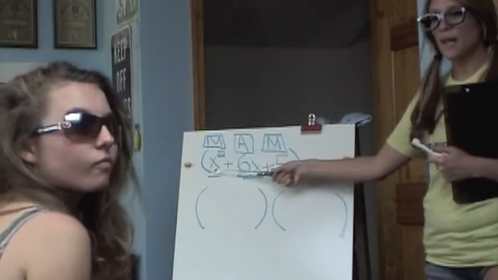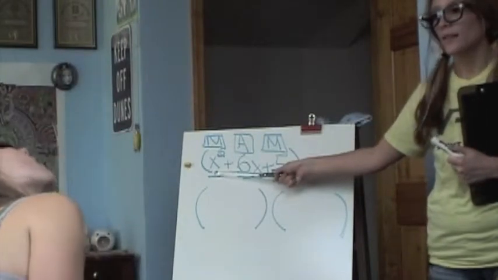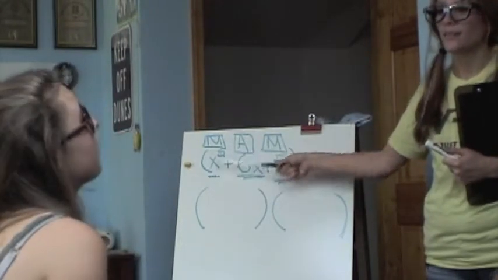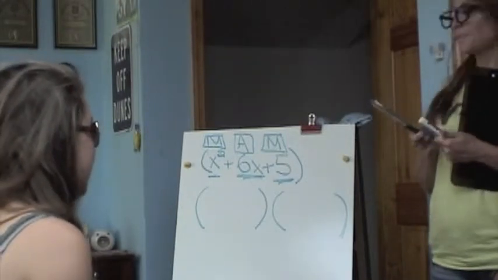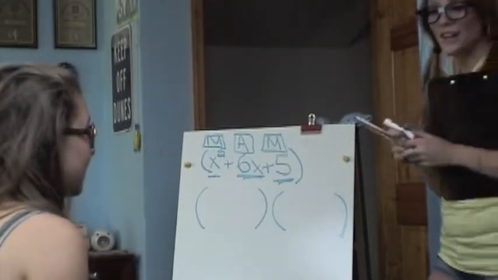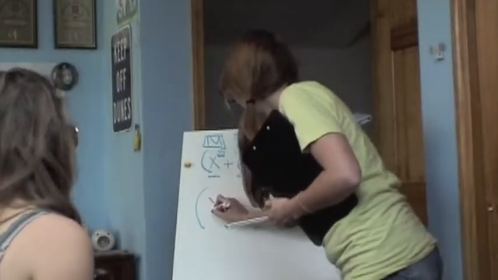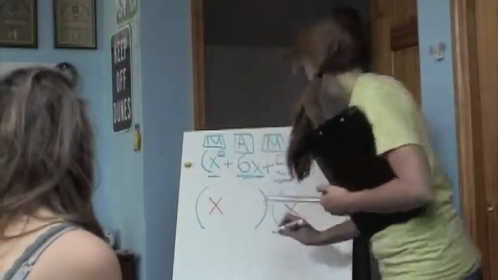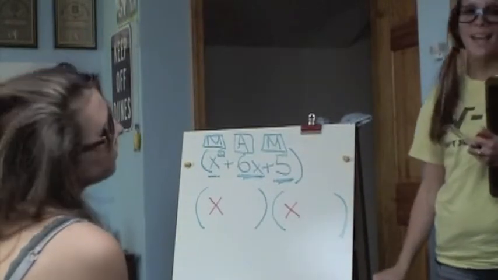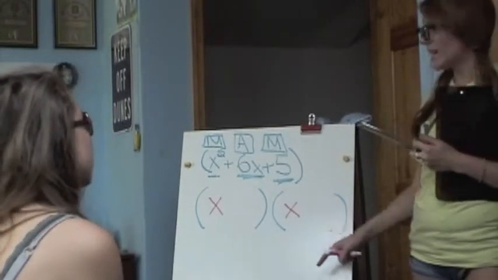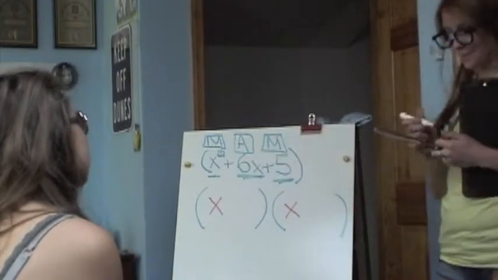So what multiplies to x squared? Courtney? Me? Yes. I know you know this. No. X and X? Yes, very good. So, in each parenthetical bubble, we put an x, because x times x equals x squared.